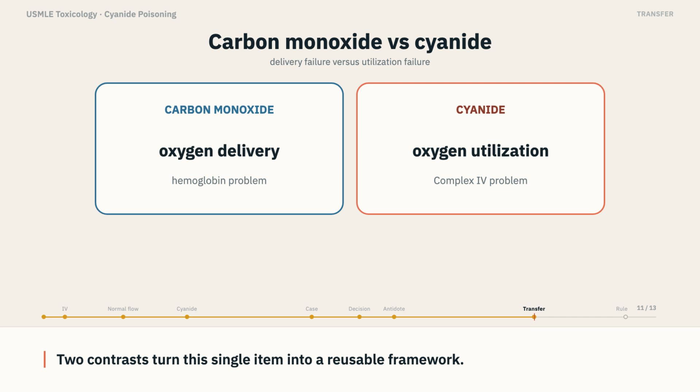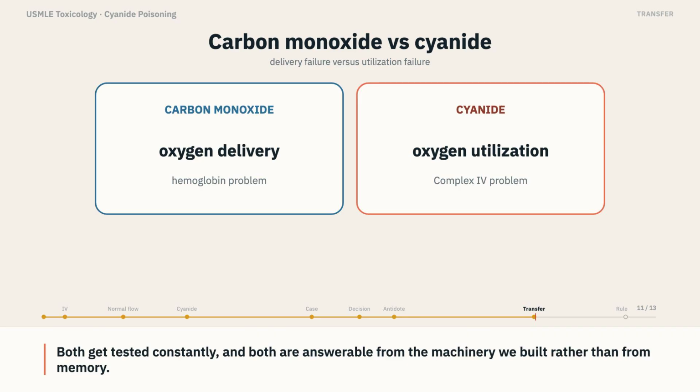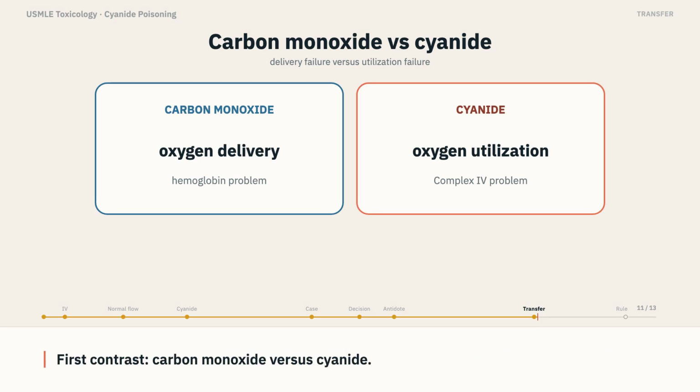2 contrasts turn this single item into a reusable framework. Both get tested constantly, and both are answerable from the machinery we built rather than from memory. First contrast, carbon monoxide versus cyanide. Both show up in fire smoke, so questions like to put them in the same room. Carbon monoxide is a delivery problem.